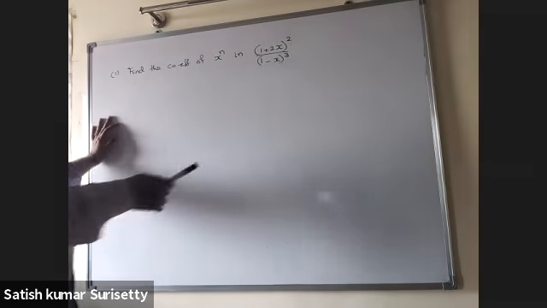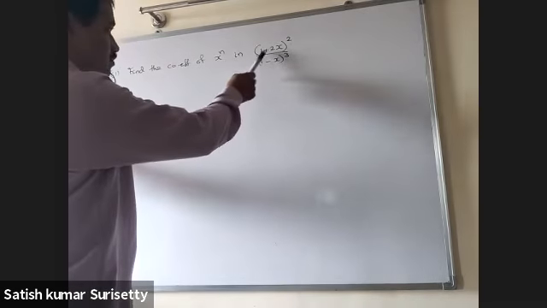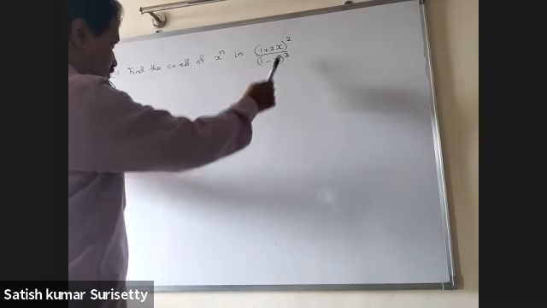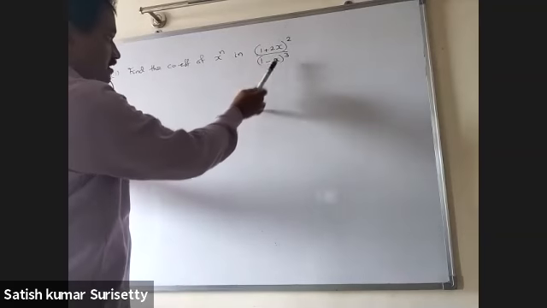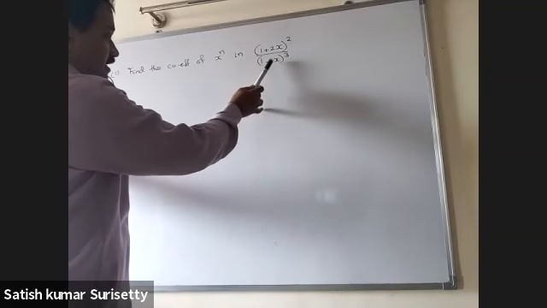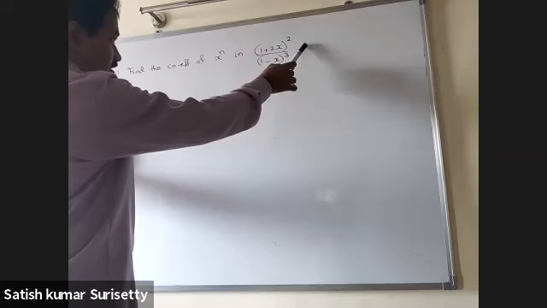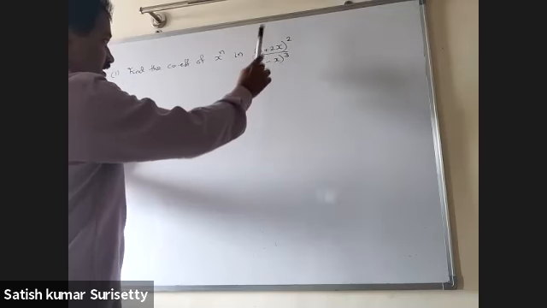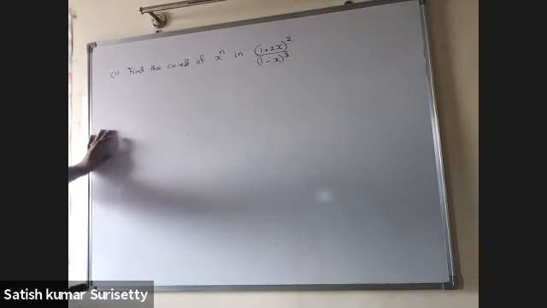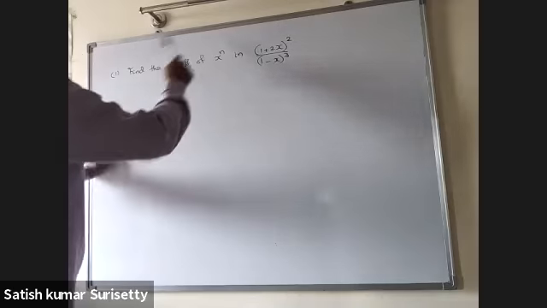Find the coefficient of x power n in (1 plus 2x) whole square upon (1 minus x) to the power of 3. Now, expand (1 plus 2x) whole square and take the denominator to the numerator as (1 minus x) to the power of minus 3. So write the expansion of (1 minus x) to the power of minus 3 and the expansion of (1 plus 2x) whole square, and identify in which terms, if you take the product, you will get x power n.